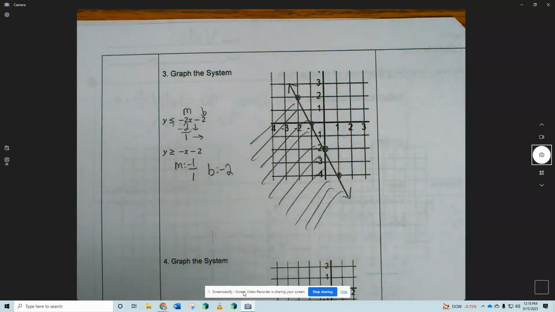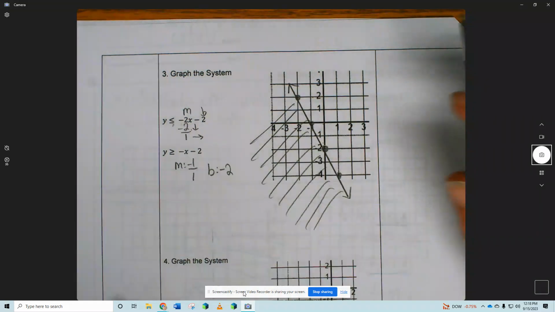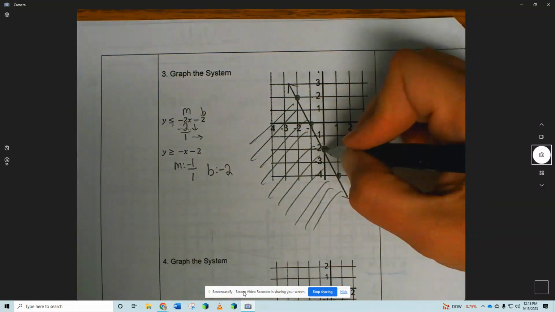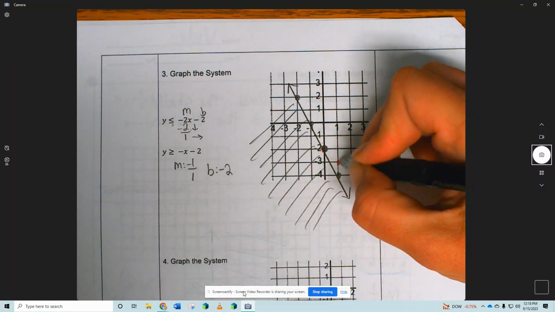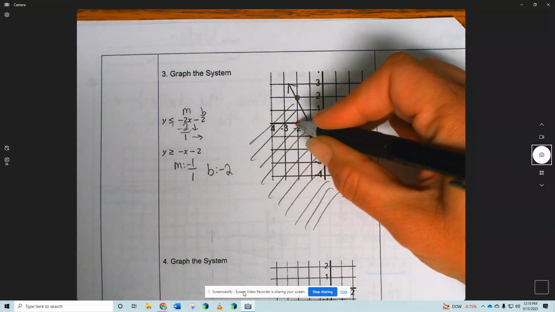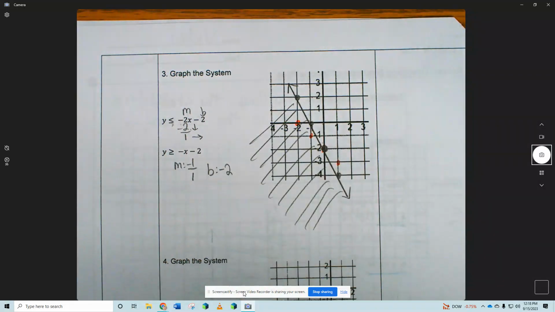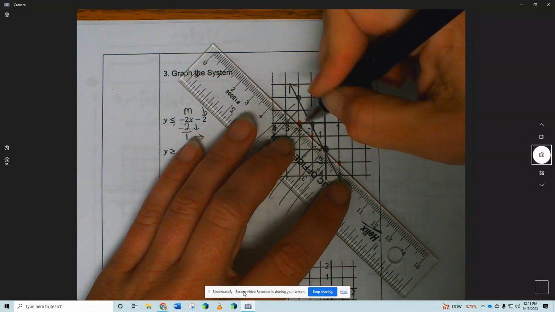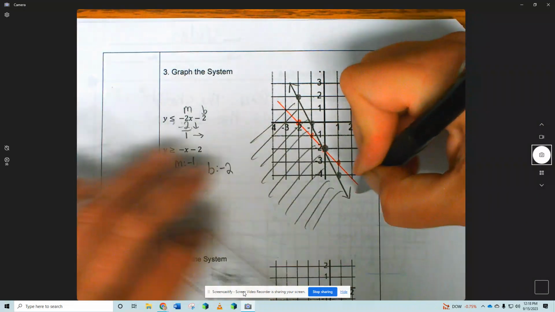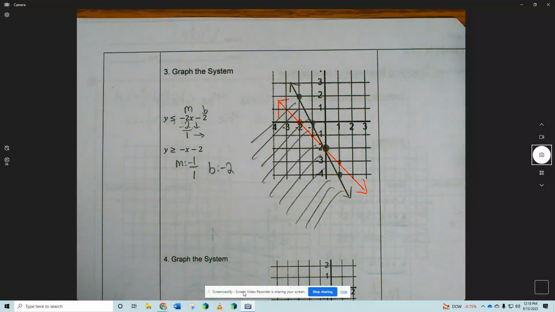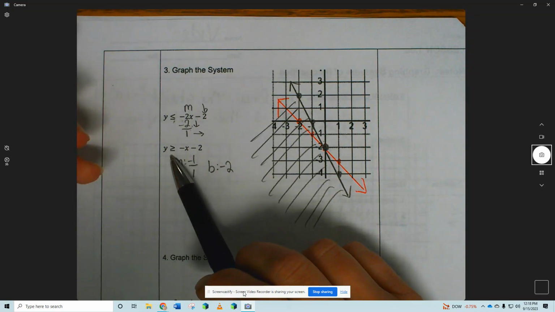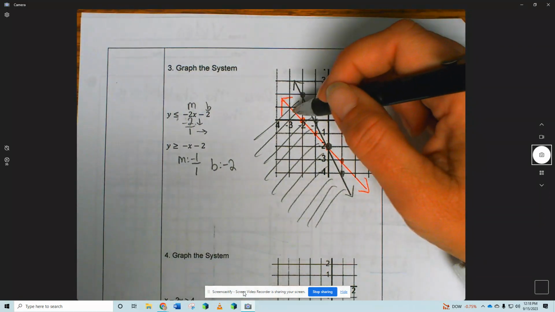All right. That's the top equation. The bottom equation also has a y-intercept at -2. My slope is -1. Down 1/1. That's close. It is also solid. I haven't shaded yet though. This one says greater than. I need to shade greater than the red line, above the red line.